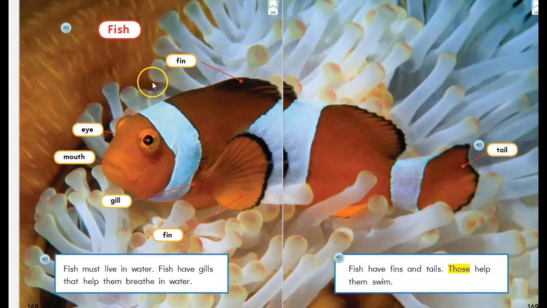The first we see is the fin, which helps the fish swim. Then we see their eye and mouth, which they use to see and eat. Their gills help them breathe underwater, and their other fin helps them swim. Last, they have a tail. The tails and the fin are important to help the fish swim and get around.